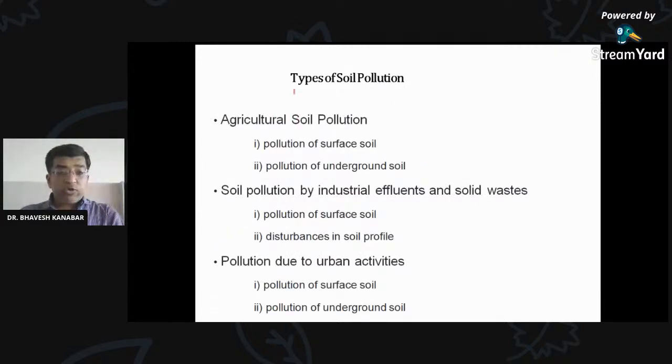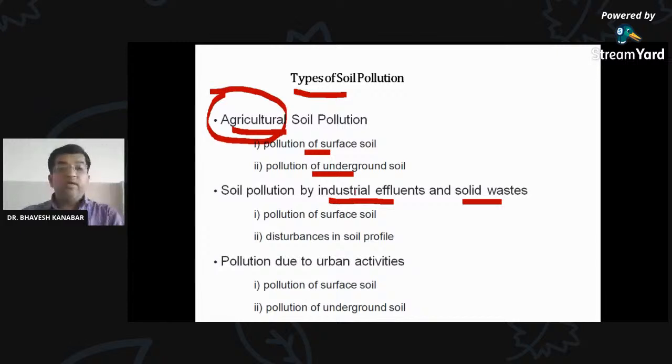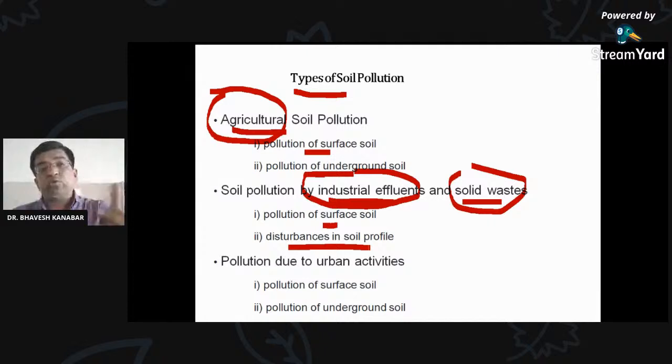Then types of soil pollution. Agriculture soil pollution, that is pollution of the surface soil and of the underground soil, because of agriculture. Soil pollution by industrial effluent and solid waste. So one of the causes is agriculture; we have seen already the use of pesticide. The second thing is industrial effluent and solid waste. It can cause surface as well as underground pollution, as well as disturbance in the soil profile, which means the composition of the soil changes.